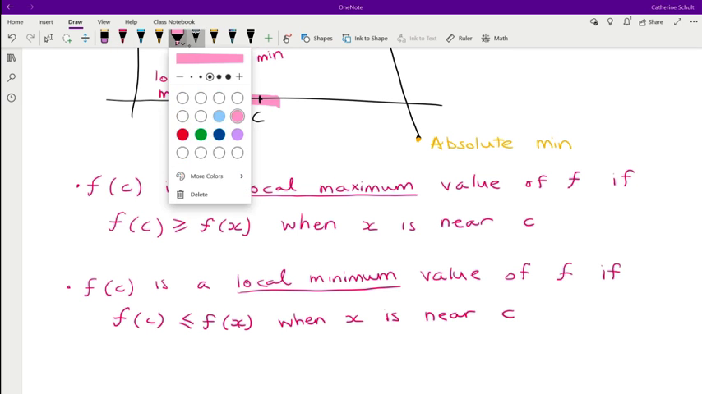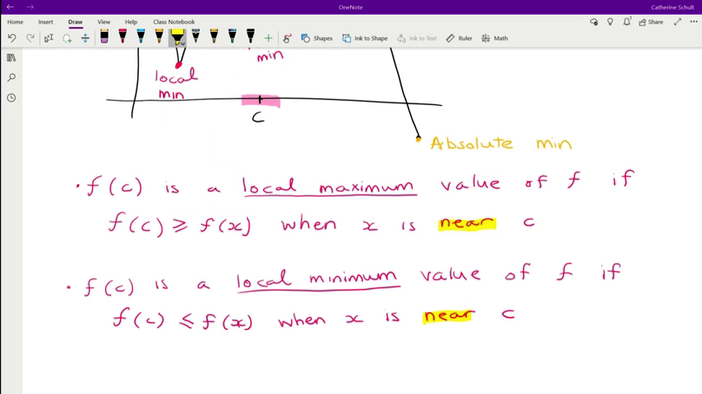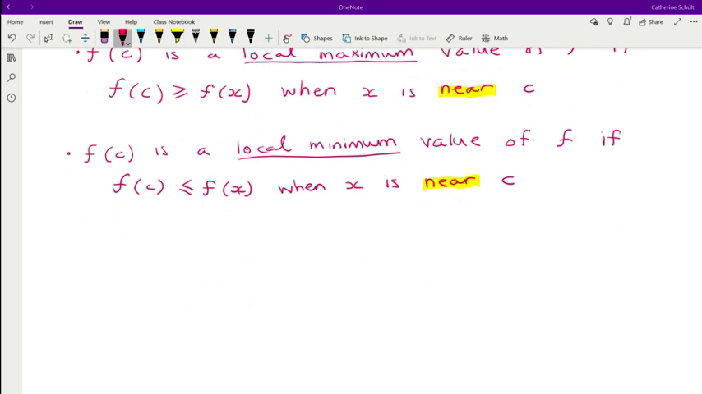Okay, and then, near in calculus, it's not a very precise definition. So what we really mean when we say near, we really mean on some open interval, if we want to bring it back to calculus, some open interval containing c. Remember, we can make that interval as small as we like, as long as it is containing c.